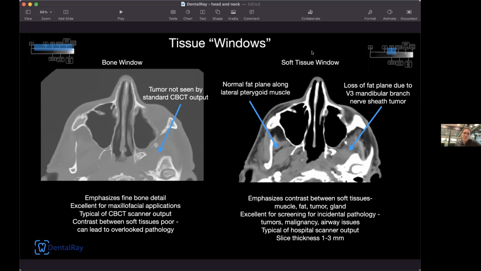Using a soft tissue window, which is really essential whenever you're interpreting CT, narrows the range to emphasize differences in tissue density. So here, if we look at the masticator space, you have the lateral pterygoid muscle.